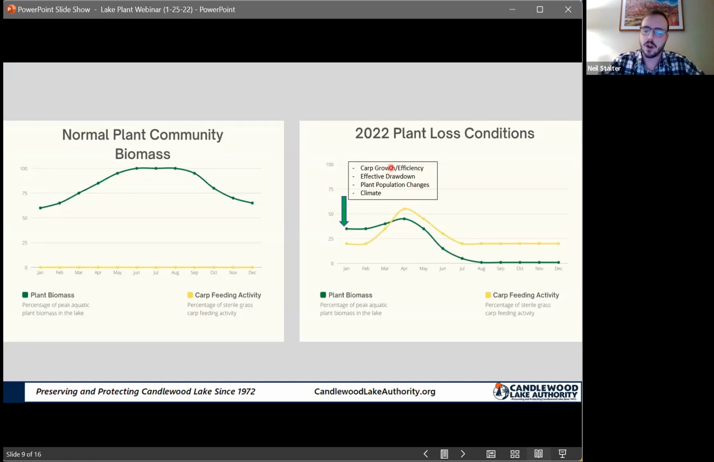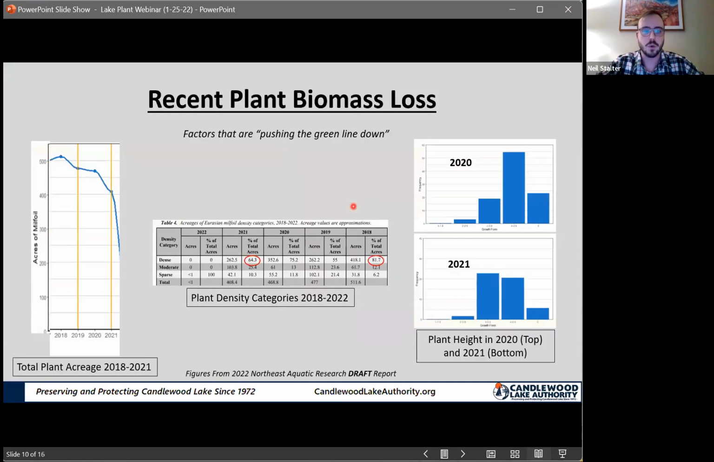We're talking about the carp growing, eating efficiently, and lowering the biomass consistently over the course of a few years. You potentially have an effective drawdown, you potentially have plant population changes, and you have some climate factors that may be having an impact too. And so I wanted to point to evidence that we've been losing this plant biomass over the course of the past few years.